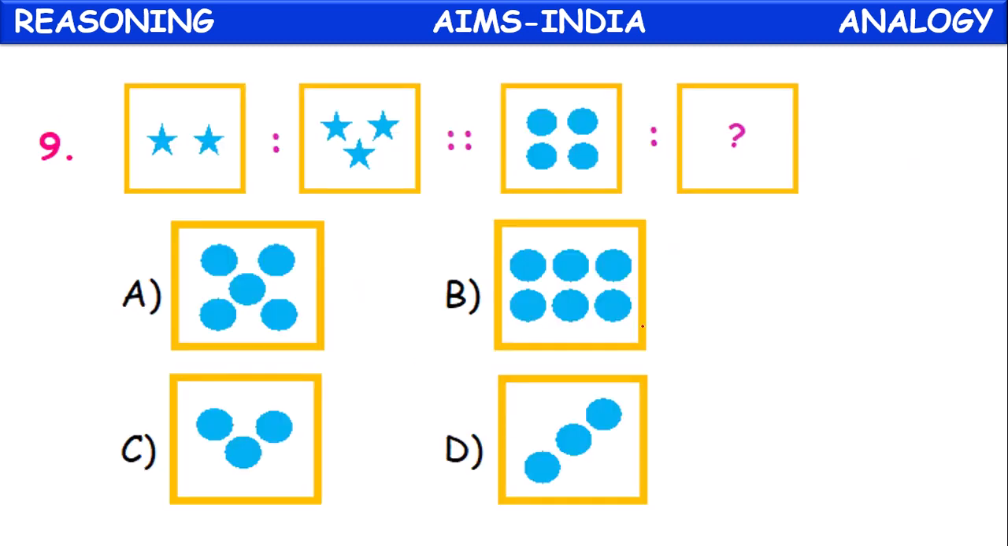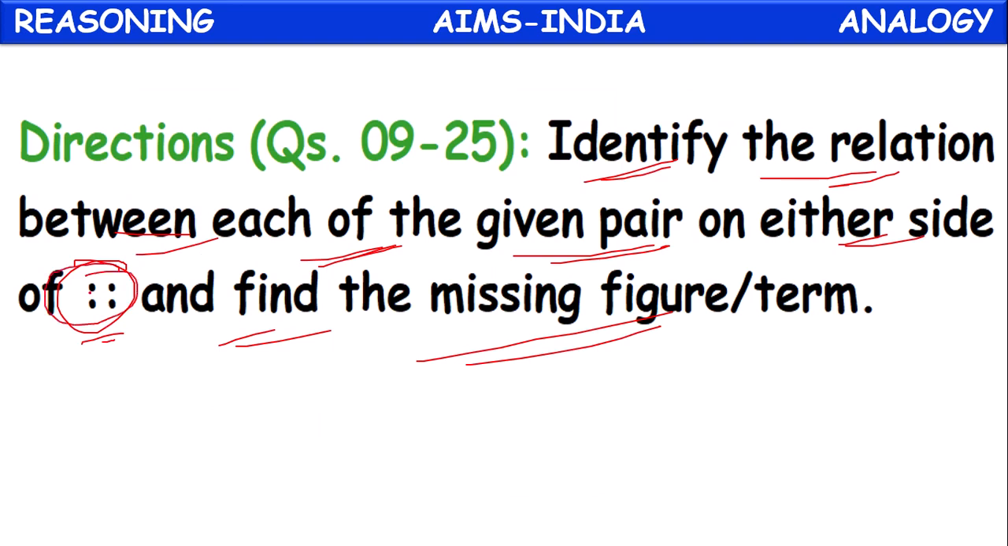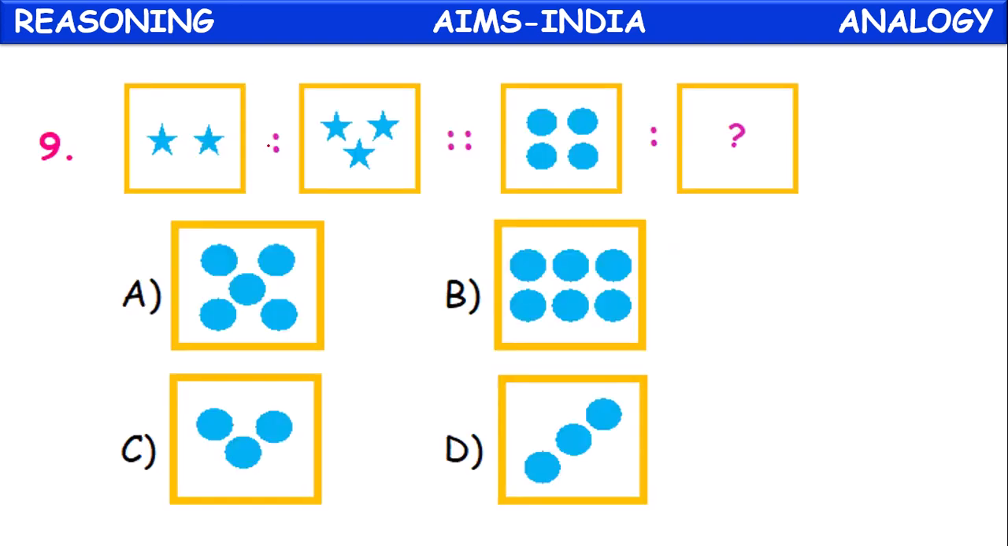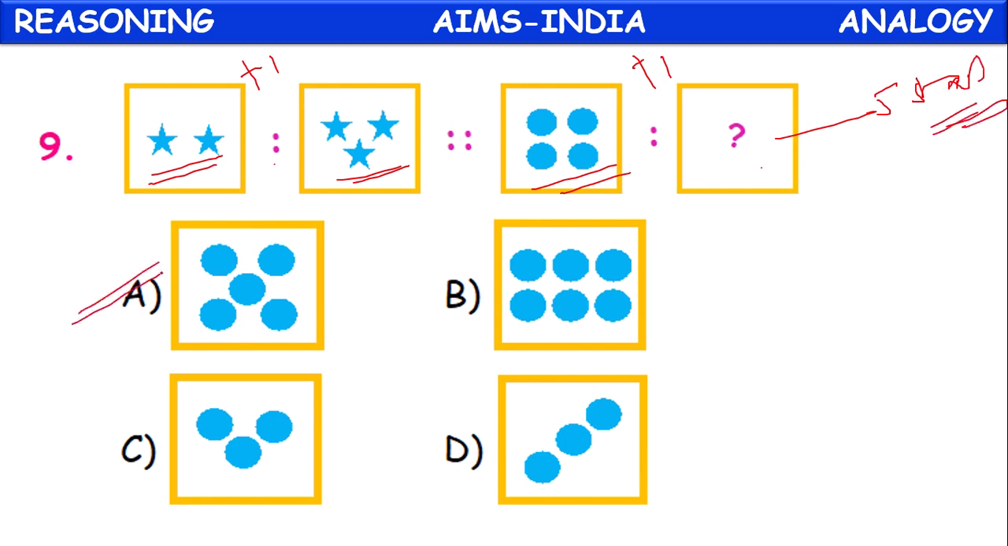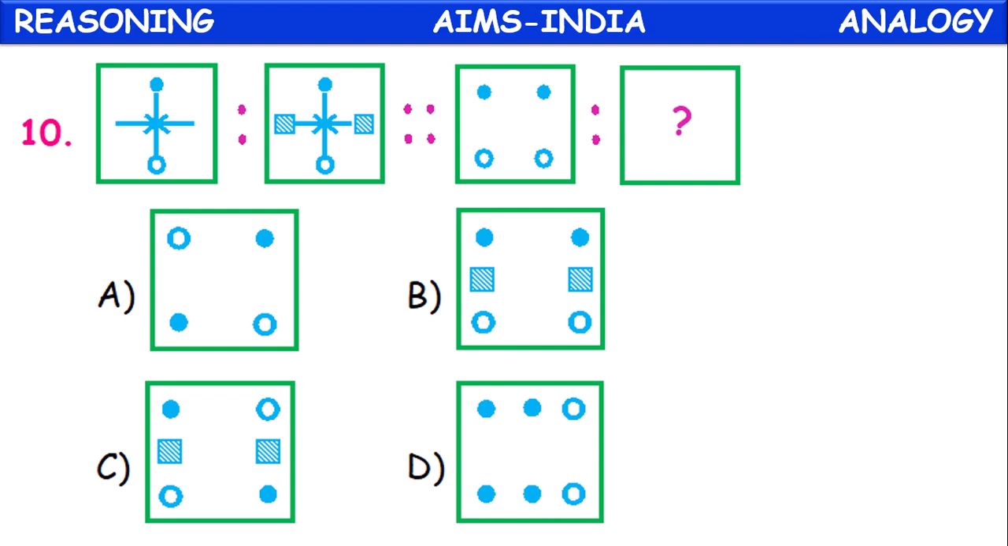Next. Identify the relation between each of the given pairs on either side of this symbol and find the missing figure. This symbol is pronounced as "such that". These two stars are related to three stars, plus one. Then four stars are related to what? Plus one, five stars. So here we should have five stars in the place of the question mark. So the answer is option A.